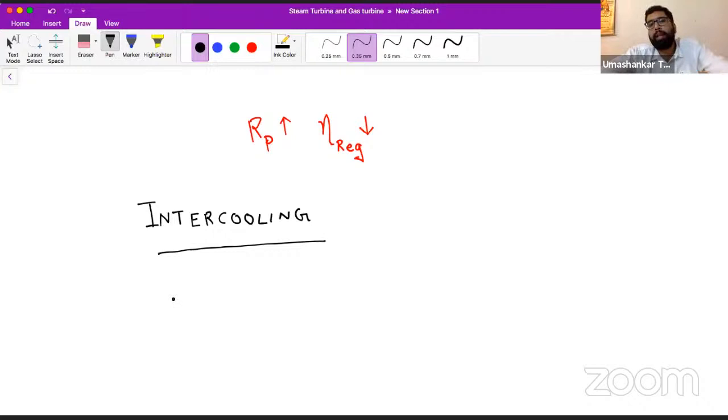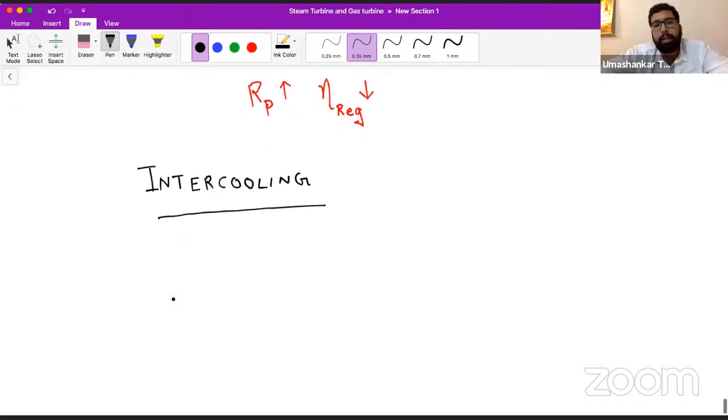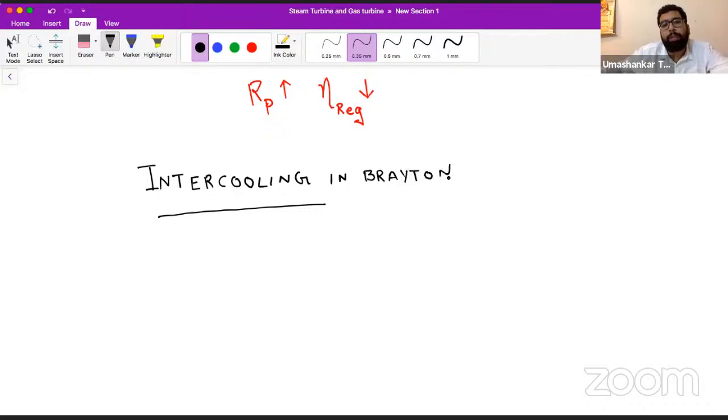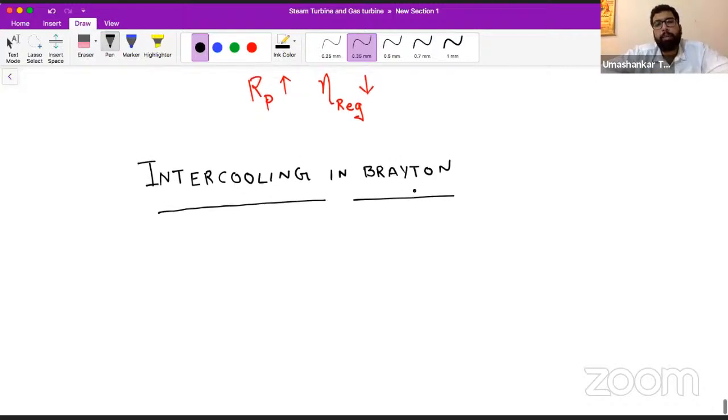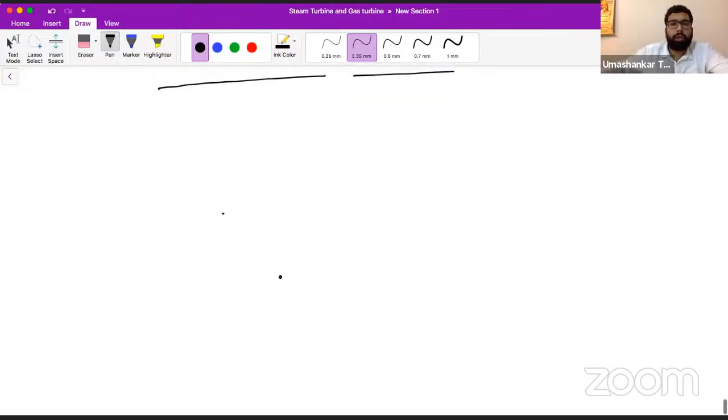So if we apply intercooling in the Brayton cycle, as the name suggests, intercooling means what? That there is a cooling step, something we are cooling in between the stages of the Brayton cycle. So in intercooling, what we do, just focus over here.